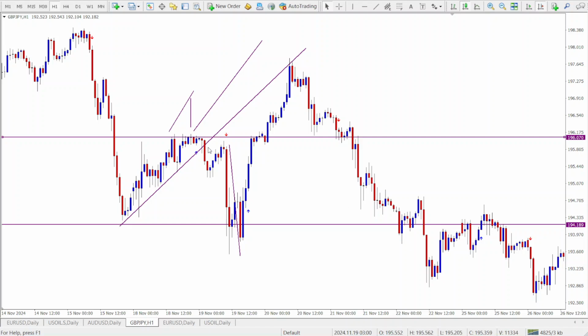So that is the reason why it's important to pay attention to all these levels: support and resistance, bullish candlestick patterns, bearish candlestick patterns, chart patterns, both bullish and bearish. They are very, very important.